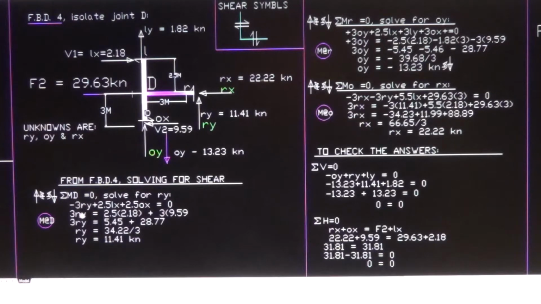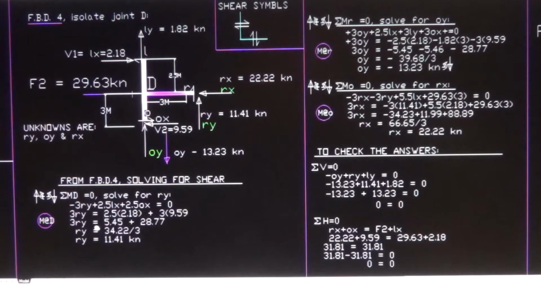So to solve for Ry, we have 1, 2, 3 members of the equation here. To solve for Ry, we have to separate Ry from the known values. So we have to transpose Ry to the other side of the equation. When you transpose one member of the equation from one side to the other side, the sign should be changed. So that's why Ry now is positive, and these two remain in the same position, remaining positive.